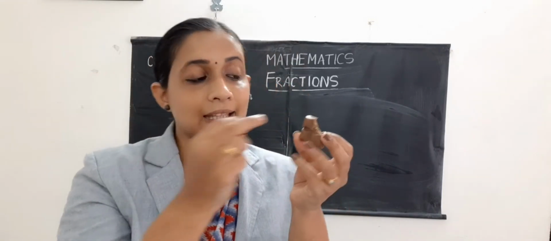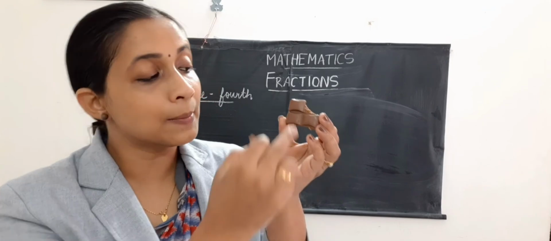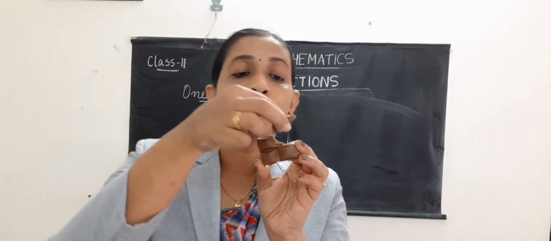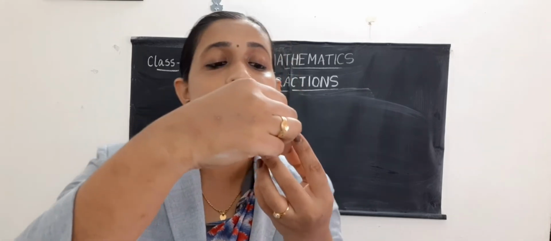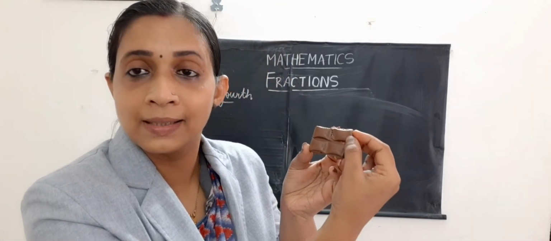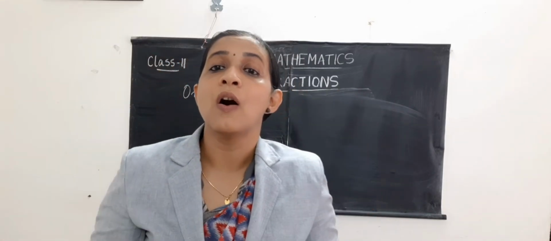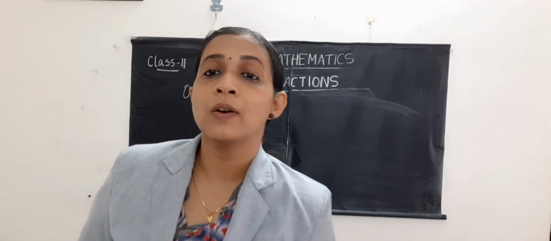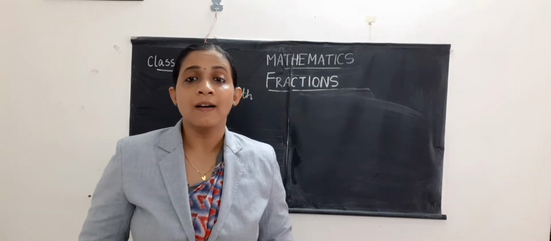This is 1/4 of the chocolate. Like that, each part will become 1/4. This is another 1/4, this is another 1/4, and this is another 1/4. So 1/4, or you will say it as quarter. What is 1/4? There are 4 parts, and if you take 1 out of this, the portion is called 1/4. So 4 quarters will give you 1 whole.